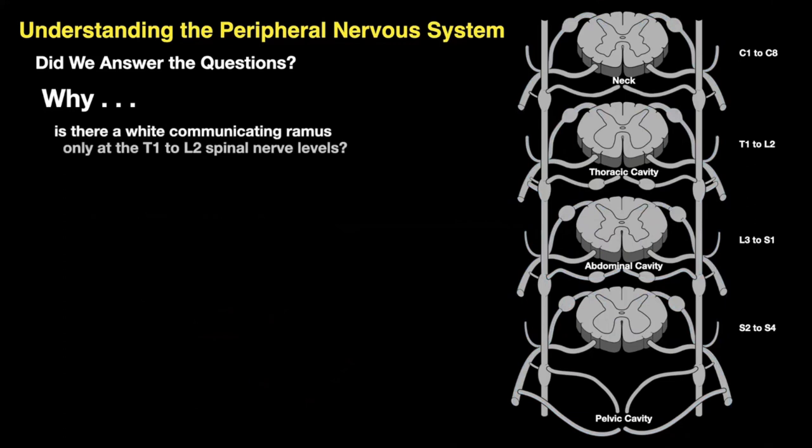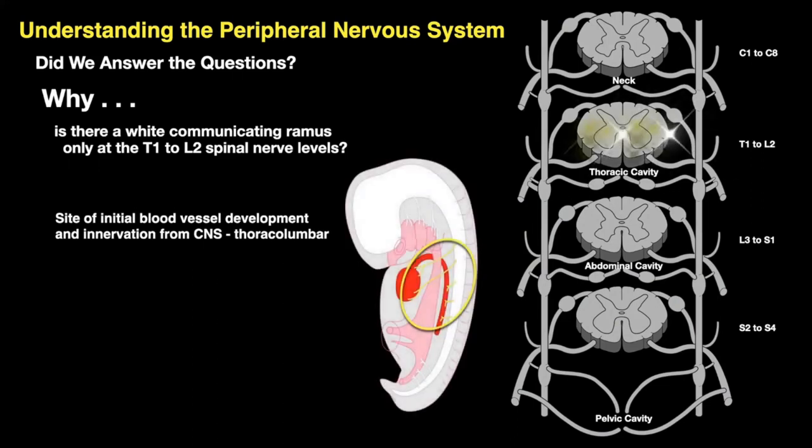Why is there a white communicating ramus only at the T1 to L2 spinal levels? Well, just as we saw, the site of initial blood vessel development and its innervation was in the center of the embryo around the yolk sac and developing heart tube. So all preganglionic output to everywhere, look at how it spreads everywhere, but it all emanates from T1 to L2.